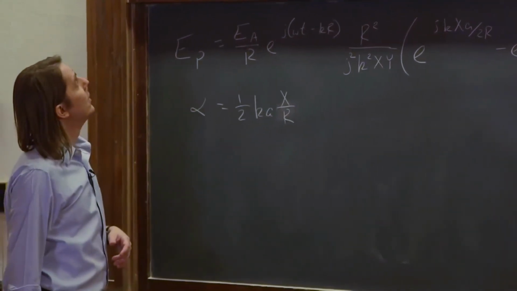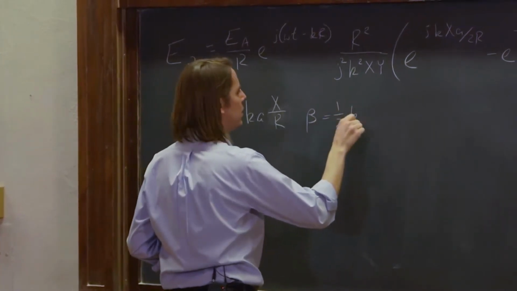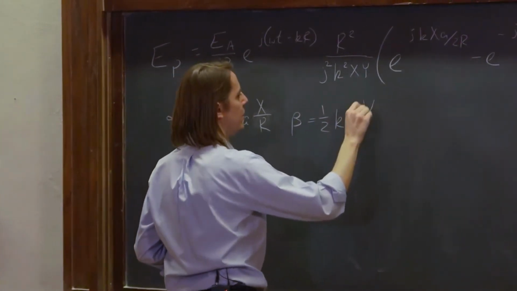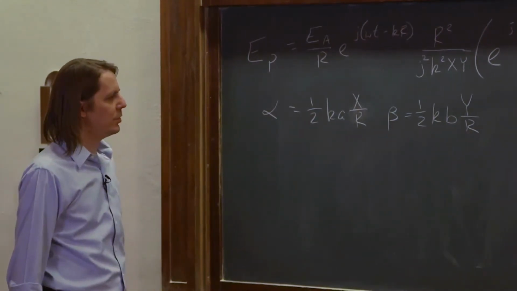All right. And then beta is 1/2 K B big Y over R. So we dispense with the thetas on this one. We just went to big X and big Y.